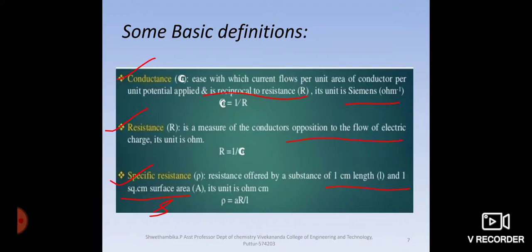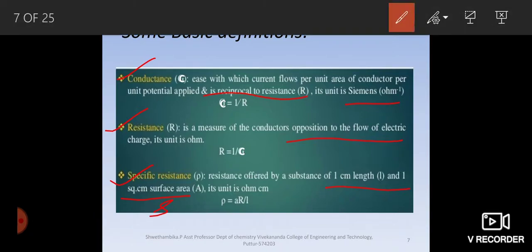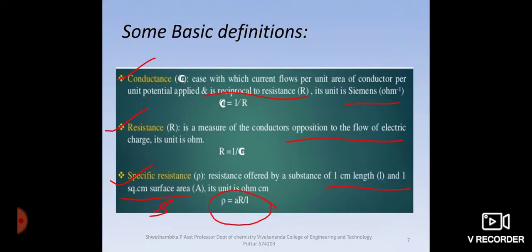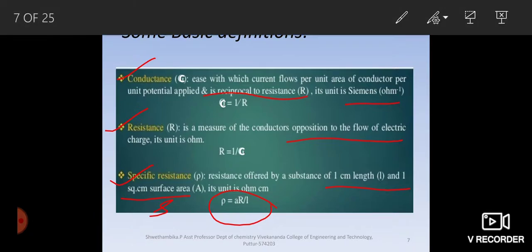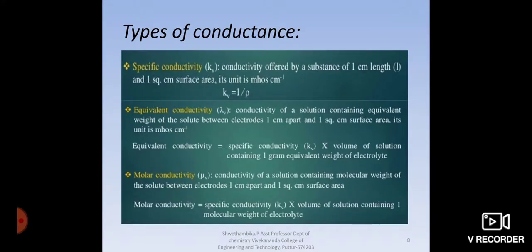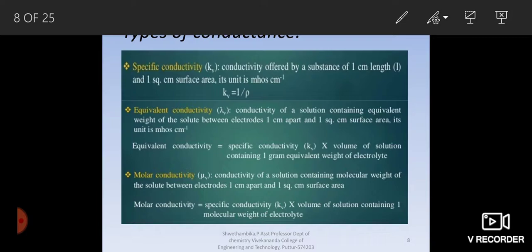Area's unit is centimeter square. So the same formula is written here. S or rho is given as R into A by L. That is the formula for specific resistance. Out of the three basic definitions, you must know at least the definition of conductance and resistance from the exam point of view. Now let us see the types of conductances.